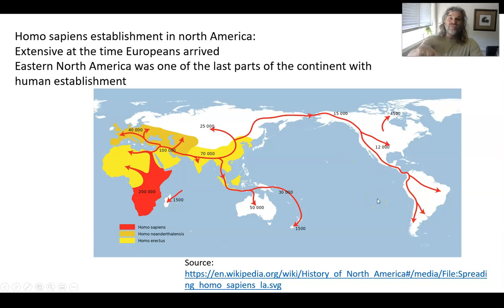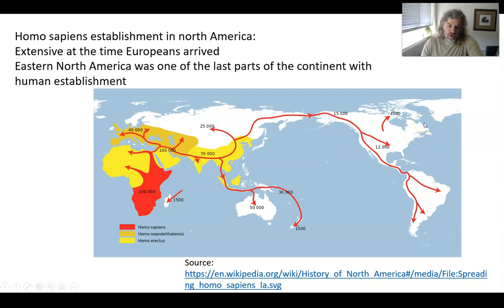One of the things I want to emphasize here is that people, Homo sapiens, actually ended up colonizing the eastern and probably northeastern parts of North America last. This was in part because there was initially a large ice mass in this area, but also probably because it just took people time to cross the deserts and so forth.